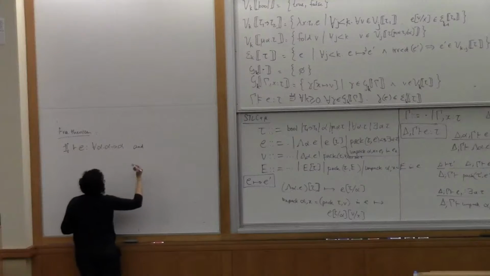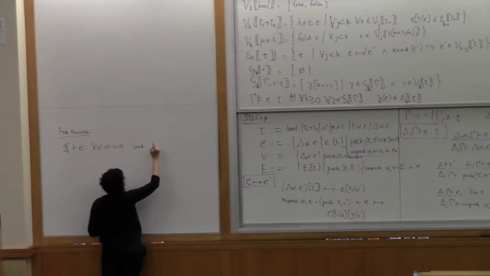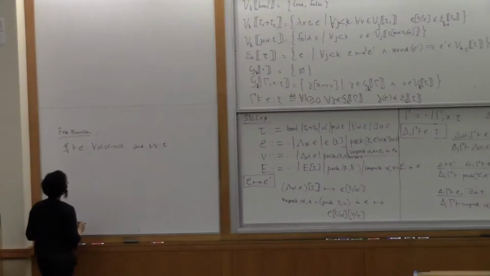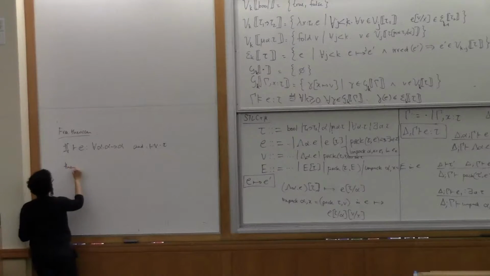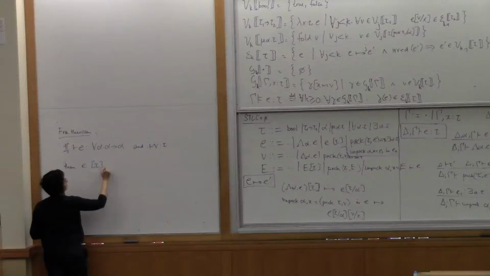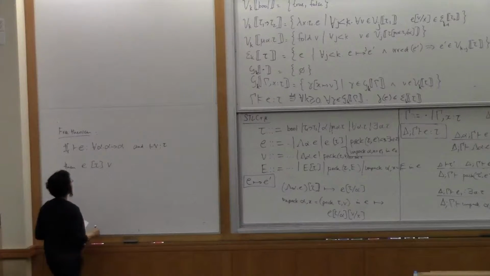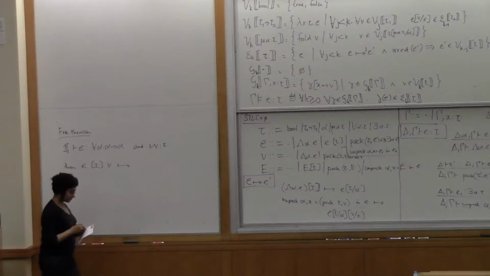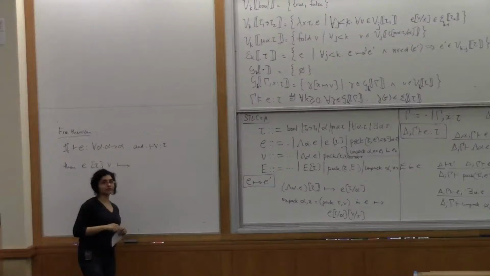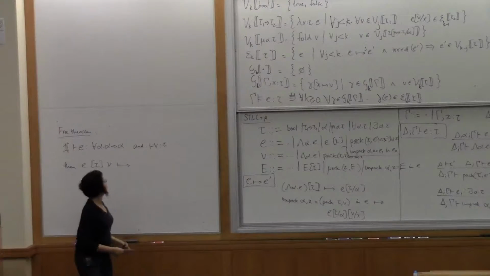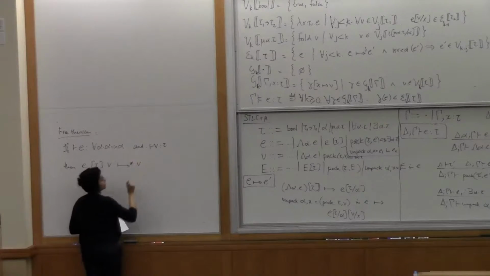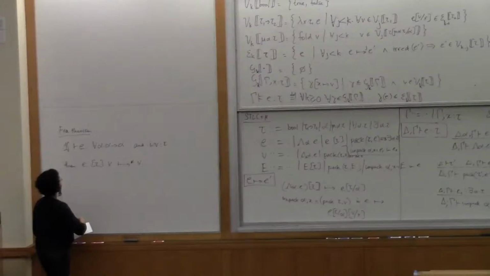We're given an arbitrary type tau and some value v of type tau, a closed value. Then we know that E applied to tau v, in a language where all programs terminate, will always reduce in some number of steps to v. The intuition being that this is a polymorphic function.